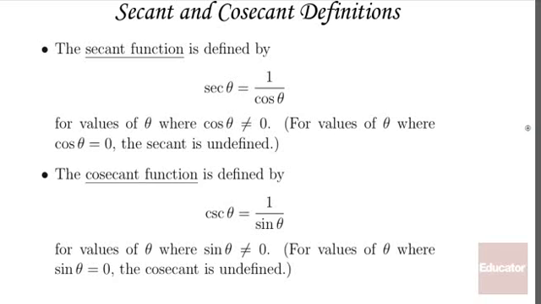The secant function is defined by the secant of theta is 1 over the cosine of theta. And of course that only works when the cosine of theta is non-zero. If cosine of theta is equal to 0, we just say the secant is undefined. And the cosecant function, which people shorten to CSC, is just 1 over sine of theta. And again, if the sine of theta is equal to 0, we just say that the cosecant is undefined.